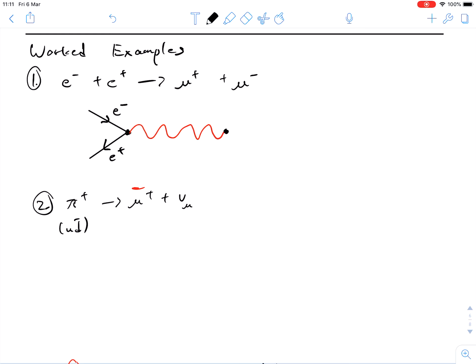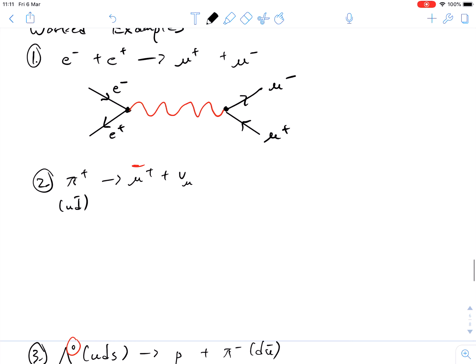And then this becomes our muon, which is our regular particle. So muon is normally a negative charge. And then the antiparticle has exactly the opposite charge. So that's the muon positive, or positive muon.